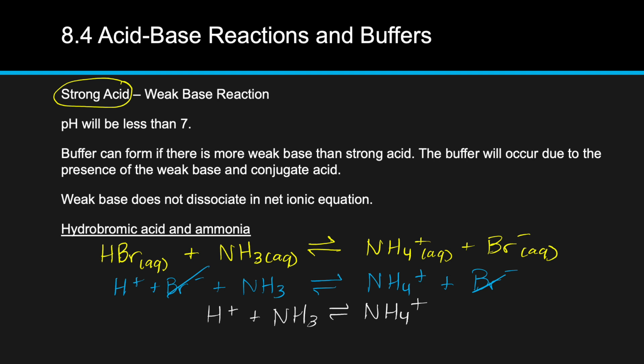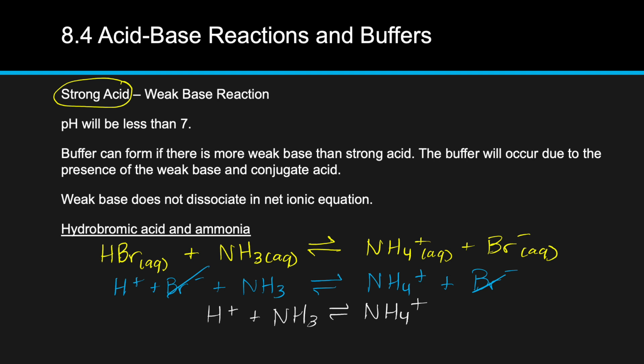So this here is our buffer. And the reason it's our buffer is because when you add a little acid to this, for example, we are going to be increasing the amount of H plus ions we have in solution. And because of Le Chatelier's principle, it's going to shift to the products to offset that pH change. So if we only add a little bit of acid, that shift in equilibrium is going to offset the pH change.